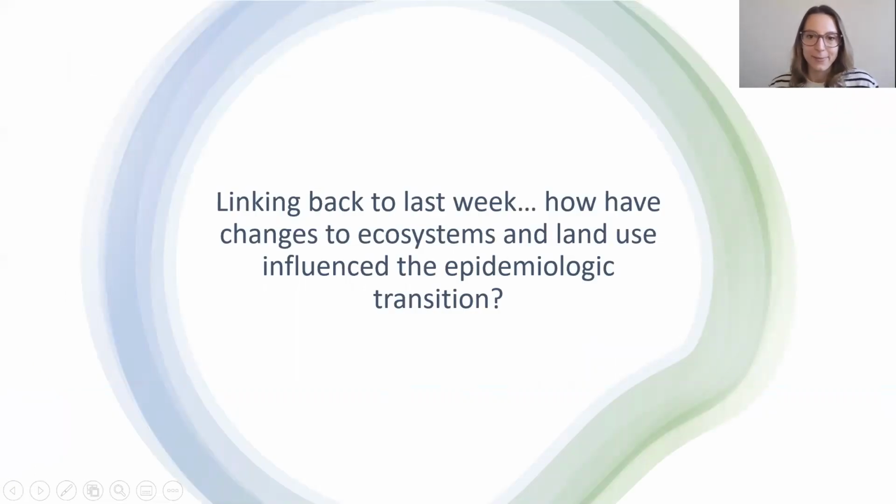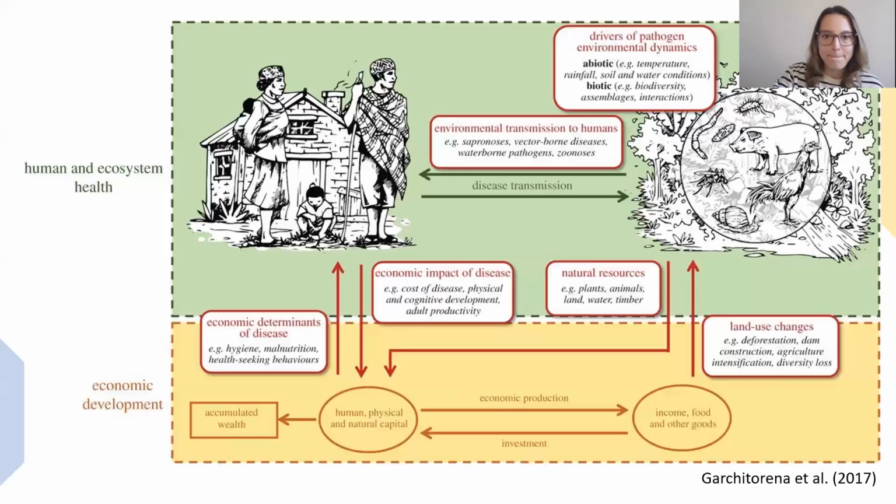Now, linking back to last week, how have changes to ecosystems and land use influenced the epidemiologic transition? Well, remember that we talked a lot about those pathogen dynamics in the context of disease ecology, as well as the interactions between different species, so hosts, pathogens, as well as vectors. And as humans kind of set on this course of development, they've also changed ecosystems in ways that not only impact infectious diseases, but also impact chronic diseases. So we'll take a look at some of those.